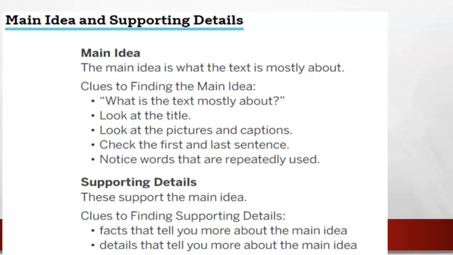Now, you have to find supporting details for your main idea. So, clues to finding supporting details are facts that tell you more about the main idea and details that tell you more about the main idea. So basically what you're looking for, facts and details, right, about the main idea. So if your main idea is about frogs, what are they telling you about frogs? Frogs are cold-blooded animals. That is a detail about your main idea. So we're going to constantly revisit main idea. Just like I said, we're always going to talk about theme. We're going to always talk about main idea.